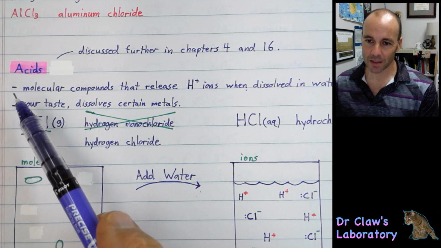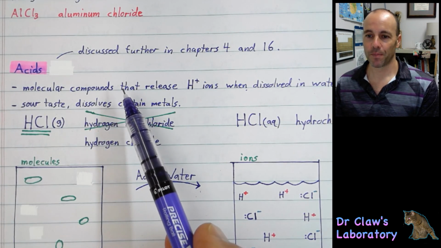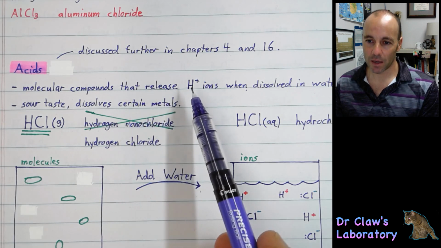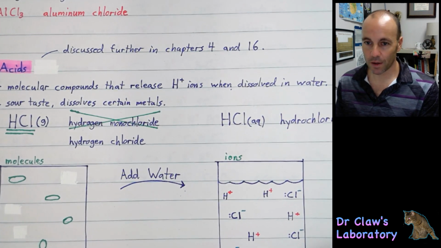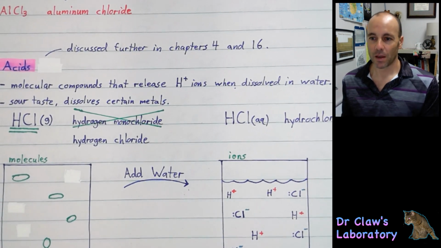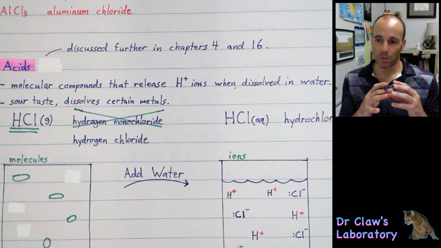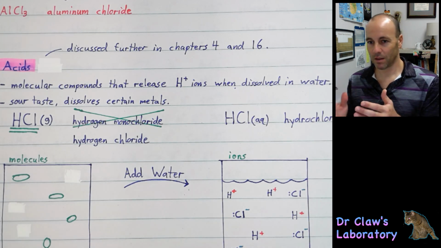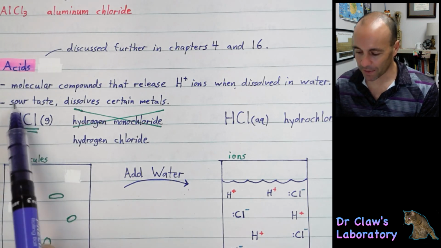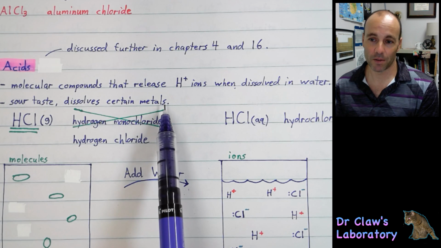So acids are molecular compounds, but they're interesting because they release H+ ions when dissolved in water. You can think of an acid as a molecular compound outside of water, but when you dissolve it in water, it becomes ionic. Okay? Acids have a sour taste, and some of them dissolve certain metals.